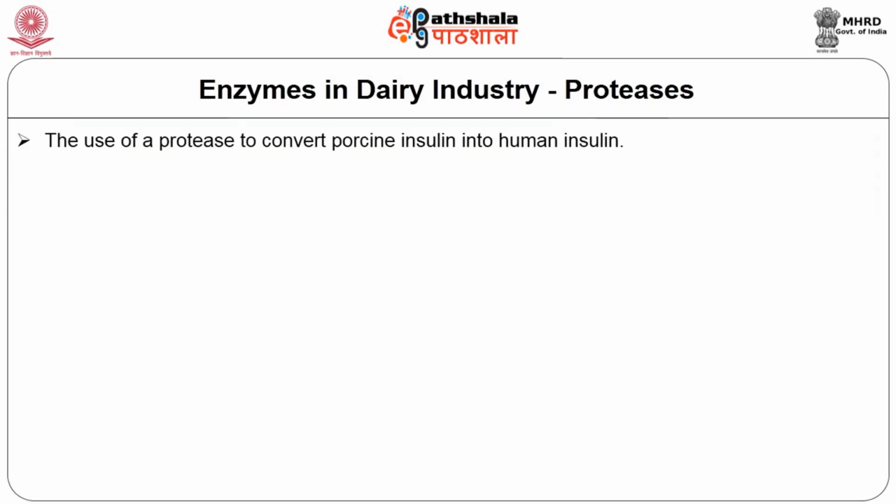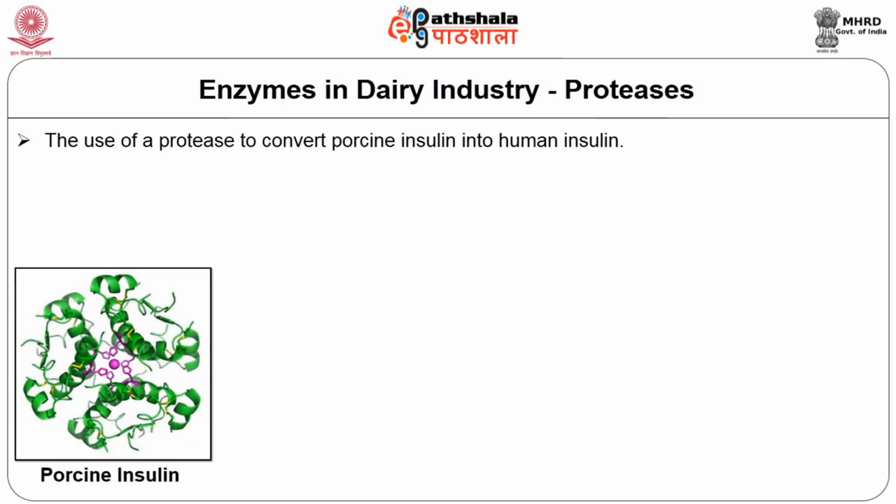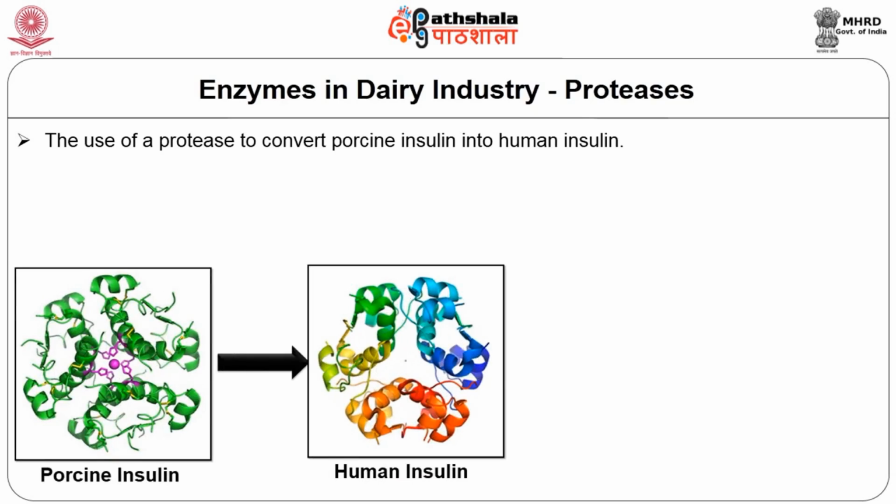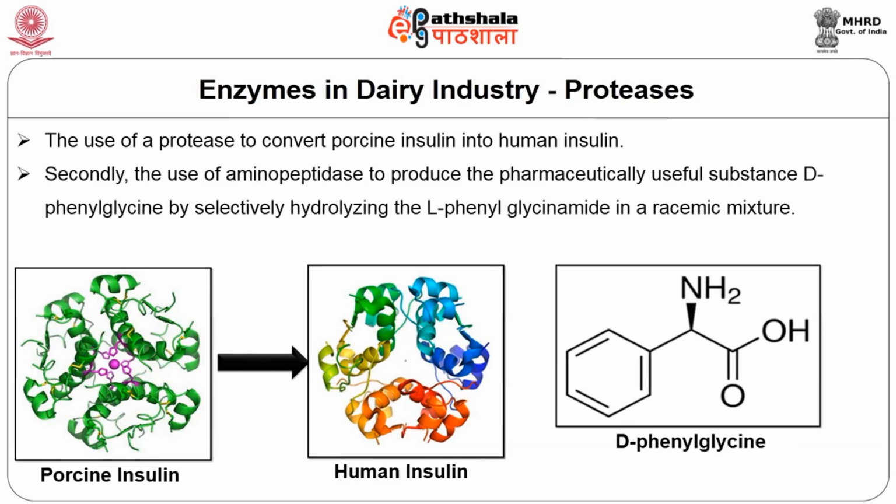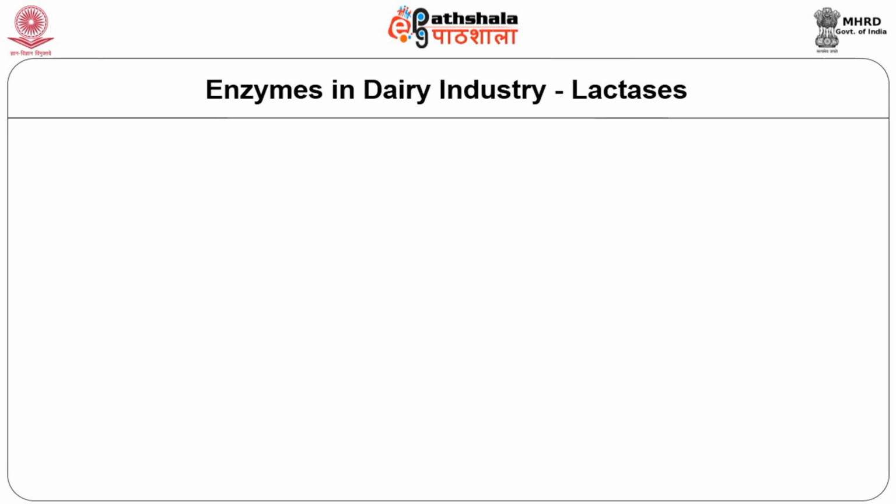Two other very interesting applications of proteases are firstly the use of a protease to convert porcine insulin into human insulin and secondly the use of aminopeptidase to produce the pharmaceutically useful substance D-phenylglycine by selectively hydrolyzing the L-phenylglycinamide in a racemic mixture. The next important enzyme that plays its role in food processing is lactases.